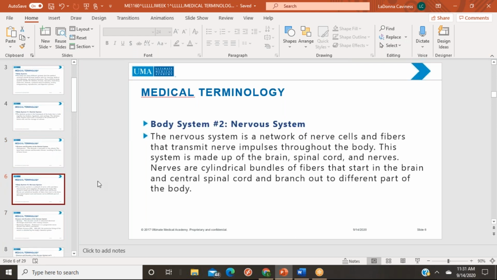All right, let's talk about the nervous system. The nervous system is a network of nerve cells and fibers that transmit nerve impulses throughout the body. This system is made up of the brain, spinal cord, and the nerves. Nerves are cylindrical bundles of fiber that start in the brain and the spinal cord and branch out into different parts of the body.